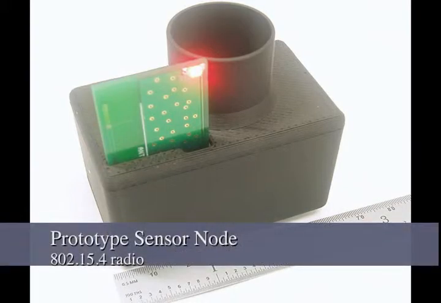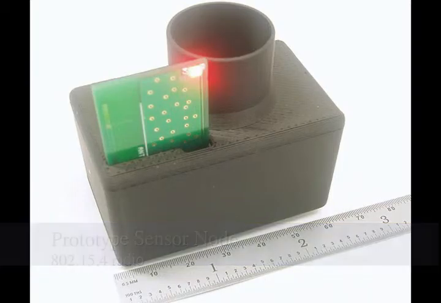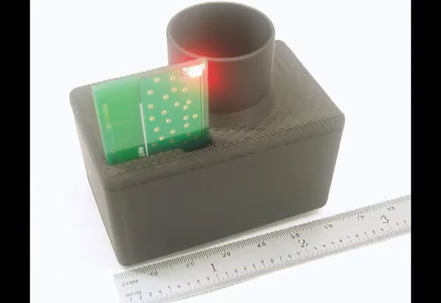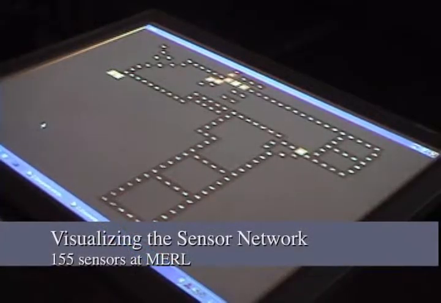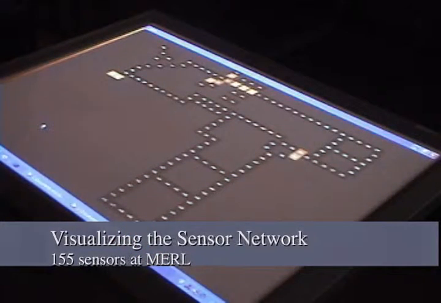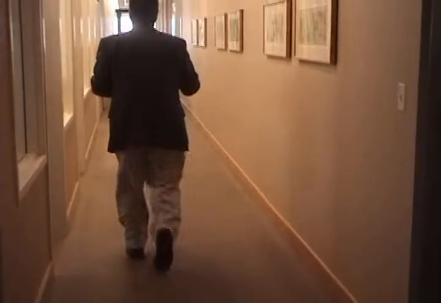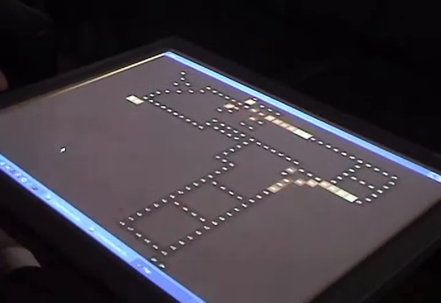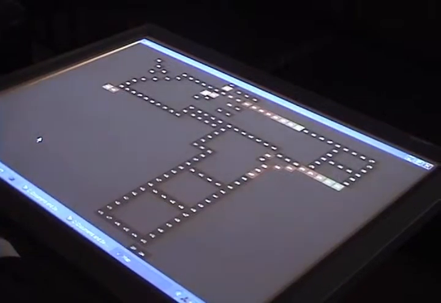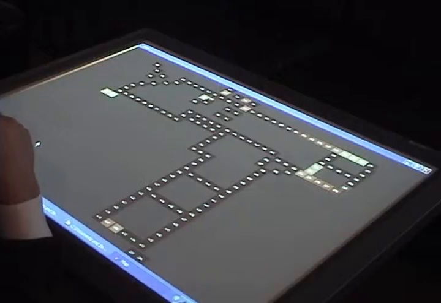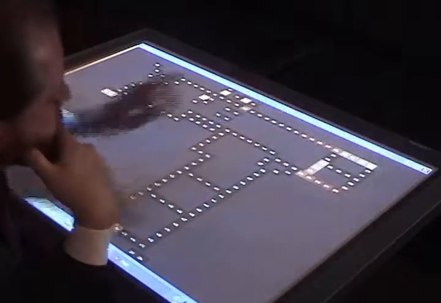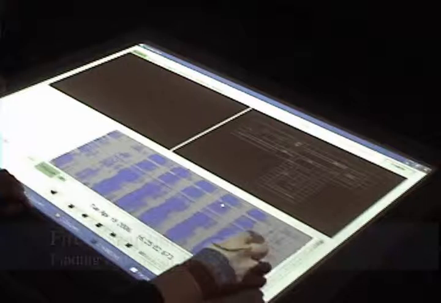The Ambient Intelligence project at MERL combines novel sensor network platforms and perceptual technologies with work on visualization and interaction. Here we see streaming data from a sensor network at MERL. As someone walks down the hallway, they leave a signature in the data stream. This visualization shows the person walking down the hallway, while the motion of other people is also evident.